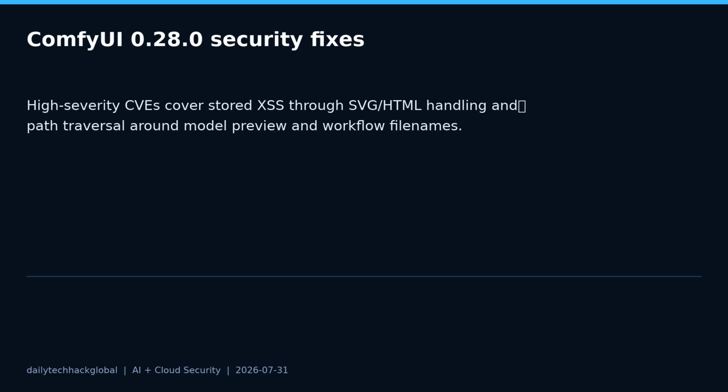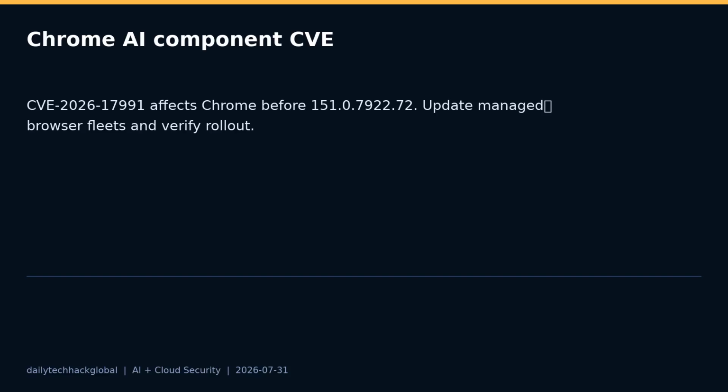CVE-2026-17991 is listed by NVD as critical for Google Chrome before 151.0.7922.72. It is described as insufficient validation of untrusted input in the AI component that could potentially contribute to sandbox escape after renderer compromise. For most viewers, the action is simple: update Chrome and managed browser fleets, then confirm enterprise policies actually deploy the patched version across Windows, macOS, Linux, Android, iOS, and Chrome OS where applicable.